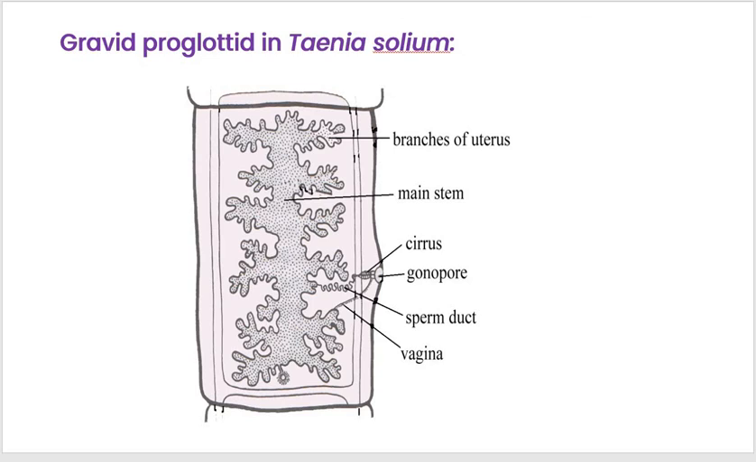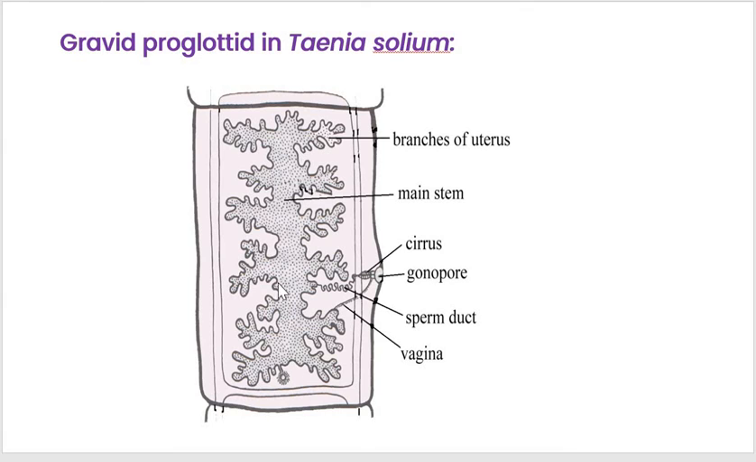Now in case of gravid proglottids, the male and female reproductive organs degenerate. Only the uterus persists, and this uterus is full of fertilized eggs. Now here you can see the section of a gravid proglottid, which means the last segment of the strobila. Here you can see the gravid proglottid.